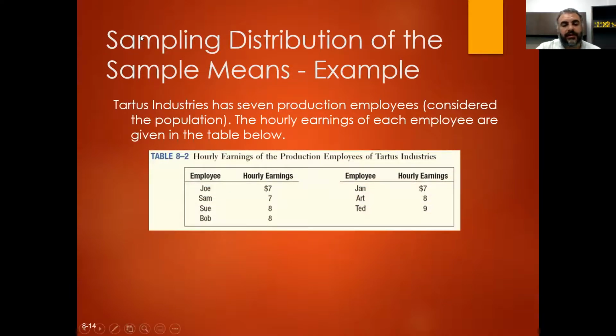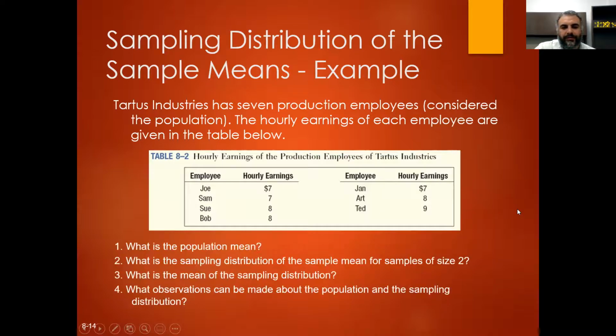So let's take this small example. We have a production line, and this is the earnings of your employees. We have Joe who earns $7, Sam 7, then Sue with 8 and Bob with 8. Then we also have Jan and Art and Ted. If I simply ask you what is the mean of the population, you will simply sum the wages and then divide by the number of employees.